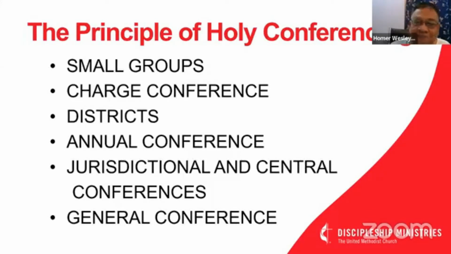yung mga organizations natin, at saka yung mga hinaharap nating issue bilang iglesia. We do it by conferencing. So we start with small groups, and then the church conference is the local church, the district, no? And then the annual conference, the jurisdictional and central conferences, and the general conference. No? Yung ating pagkasunod-sunod ng pagtalakay ngayon sa ating module ay umpisan natin from top to bottom, which is general conference down to the church conference. Okay, next.